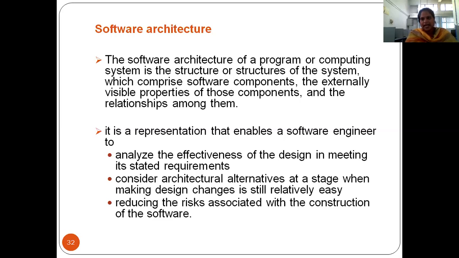It means you will structure an architecture where all the components will be placed, and what the externally visible properties of the components are and what the relationship between the components is will also be explained in this software architecture. It is a representation that enables a software engineer to analyze the effectiveness of the design in meeting its stated requirements, whether all the requirements are present in the design. By seeing the external structure, it will be visible whether all the requirements are effectively placed in that design, and to consider architectural alternatives at a stage when making design changes is still relatively easy. So it will be easy to do.